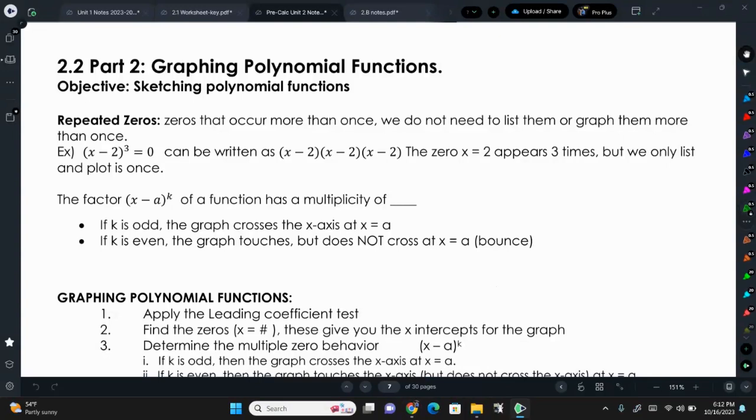So repeated zeros are zeros that occur more than once. We don't need to list them or graph them more than one time. So for example, we have (x - 2)^3 = 0. Now we know we can write (x - 2)^3 as (x - 2)(x - 2)(x - 2). So the zero would appear 3 times, but we only list it once and we can only plot it once.